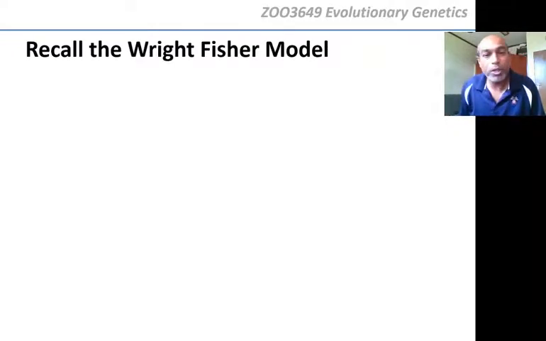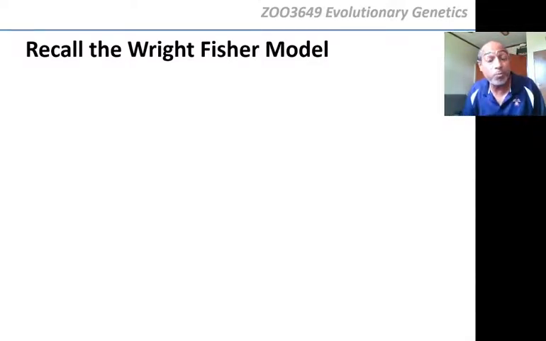So if you recall the Wright-Fisher model, right? Remember, we talked extensively about the Wright-Fisher population. What is a Wright-Fisher population? It is an idealized population that was developed by Sewall Wright and Ronald Fisher independently to model genetic drift. Why? Because the Wright-Fisher population controls for all other forces of evolution except for genetic drift.